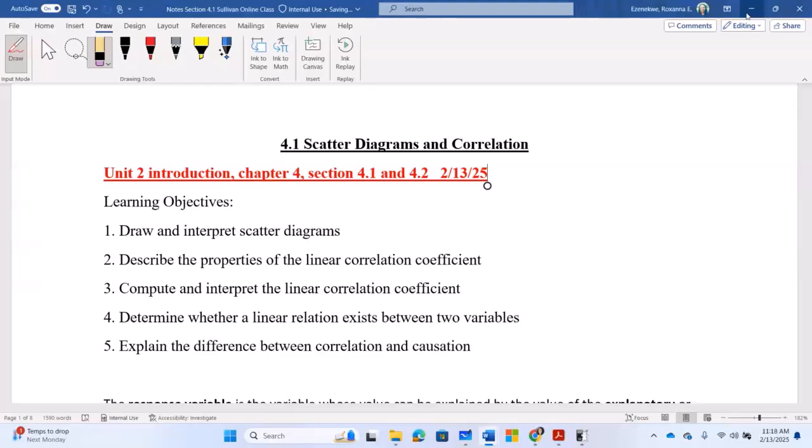Variables, explain the difference between correlation and causation. All right, so we're going to start with number 1, draw and interpret a scatter plot. What is a scatter plot? We're going to see the kinds of scatter plot we have first of all.